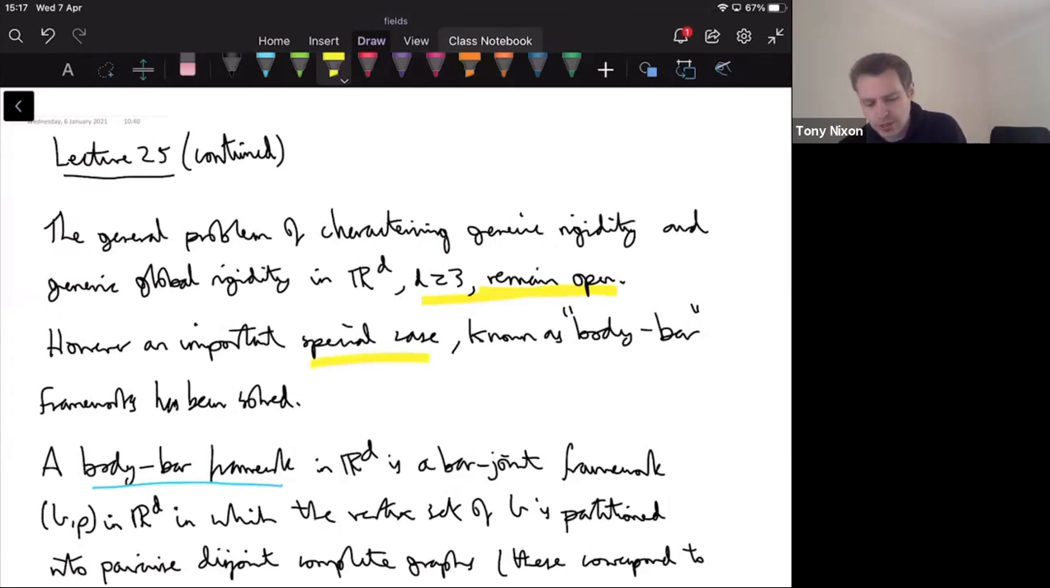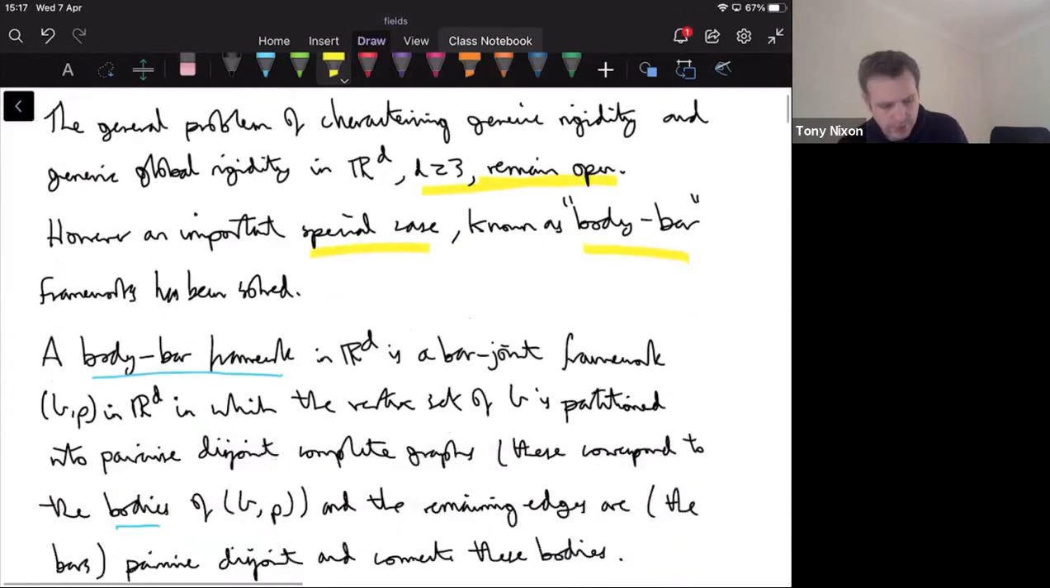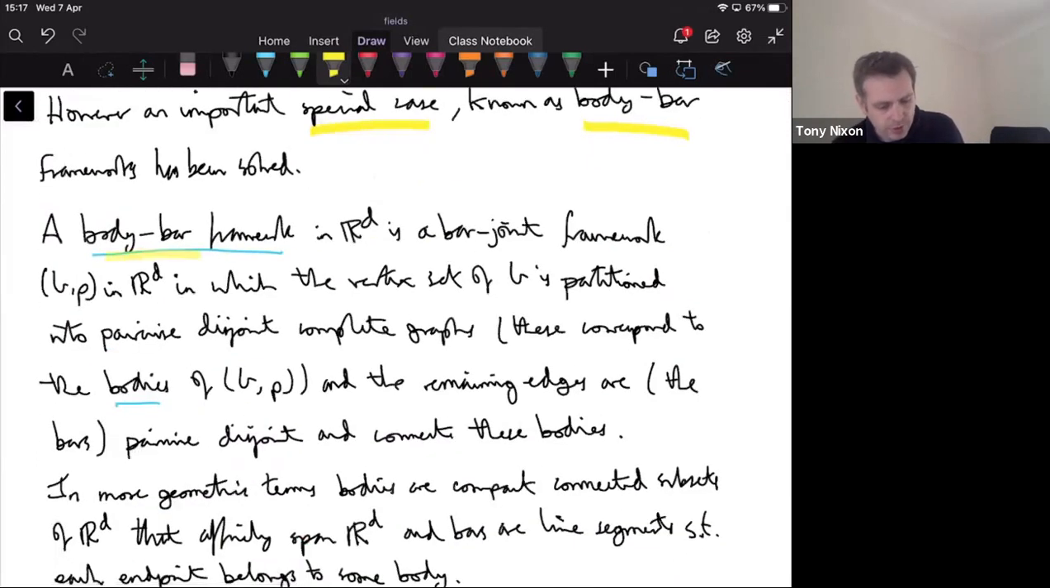And so the most natural first one you might think of is Bodybar frameworks. Instead of having bar joints, where the joints are thought of as being essentially just points, we're going to have substantial bodies and joining them together. So let's see how that's going to work. So a Bodybar framework, I'm still going to use G, p because I'm going to think of these as special kinds of bar joint frameworks.